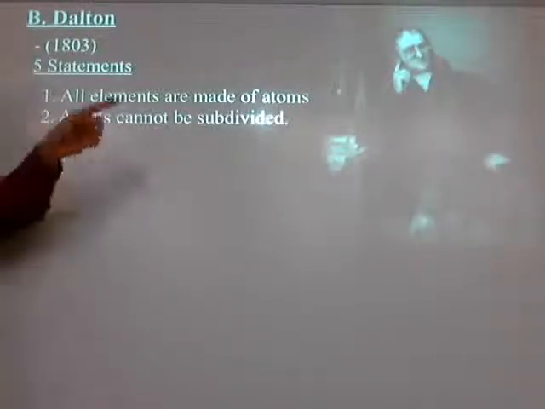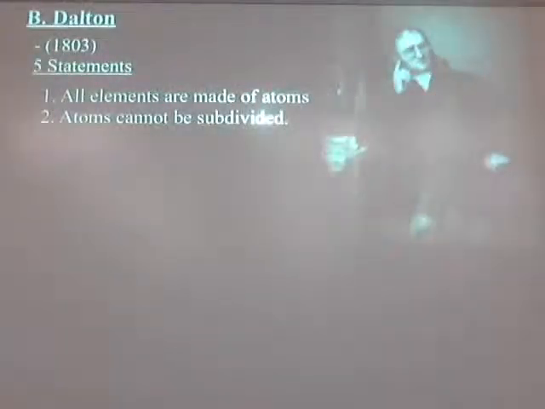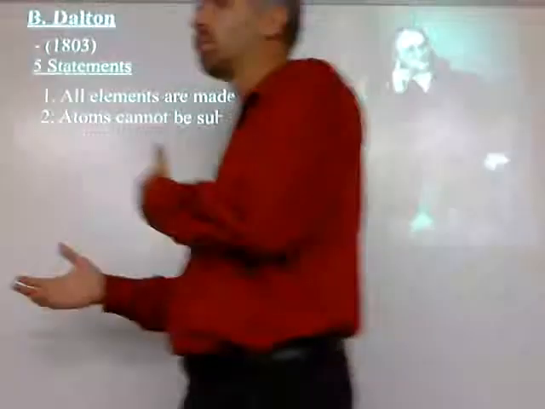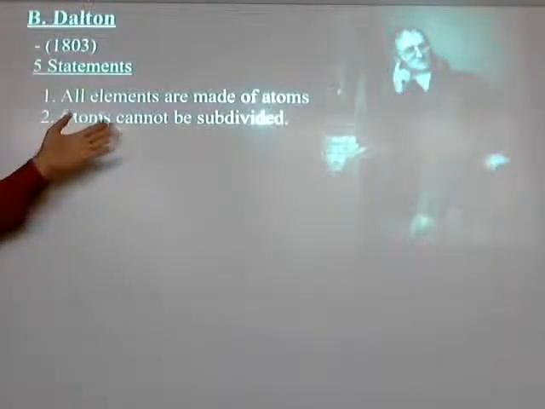He said atoms cannot be subdivided. Is that correct? Is there anything smaller than atoms? We already know about protons, neutrons, and electrons. It turns out there are other things, quarks and hadrons and leptons and all these other crazy things that you don't even know about, and I'm not even going to talk about with you in chemistry. So he was wrong on that one.